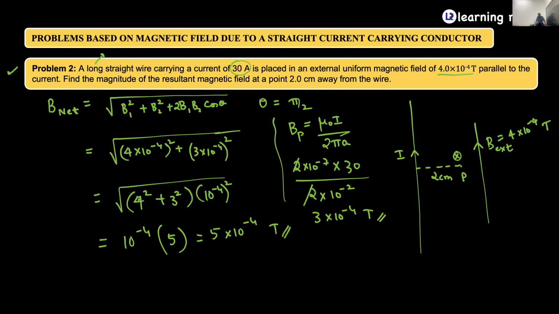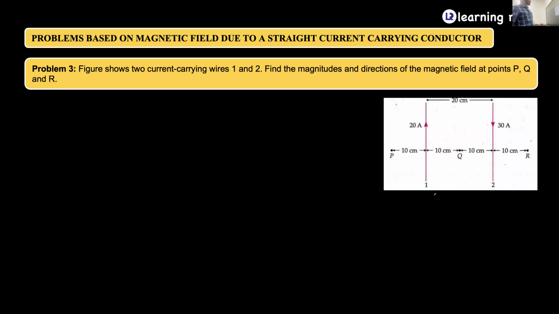Shall I proceed? Okay. So try this. Figure shows two current carrying wires 1 and 2. Find the magnitudes and directions of the magnetic fields at points P, Q, and R. Find it.